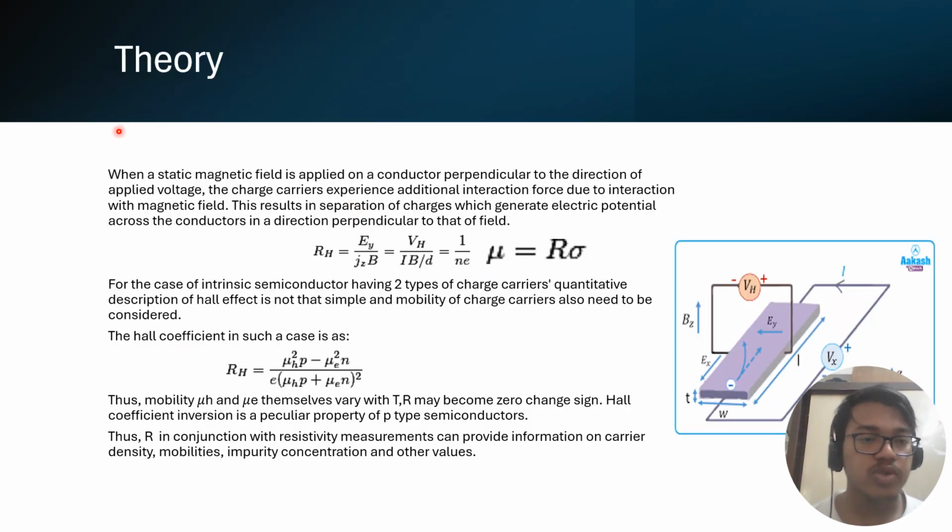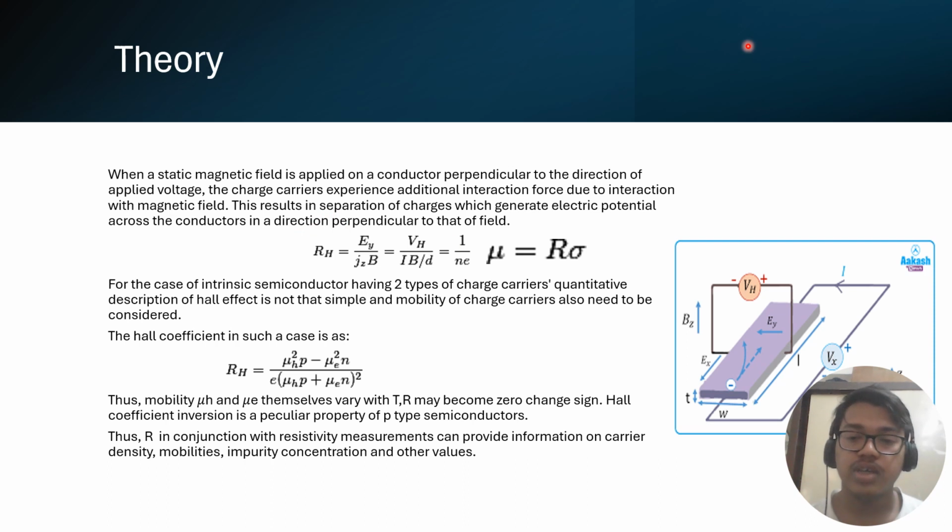So let me take you through the basic theoretical part. When a static magnetic field is applied on a conductor perpendicular to the direction of the applied voltage, the charge carriers experience additional interaction force due to interaction with the magnetic field. This results in separation of charges, which generates electric potential across the conductor in the direction perpendicular to that of the field.